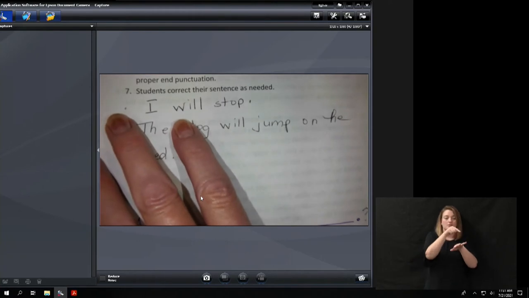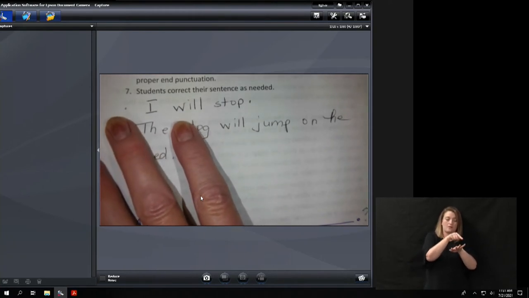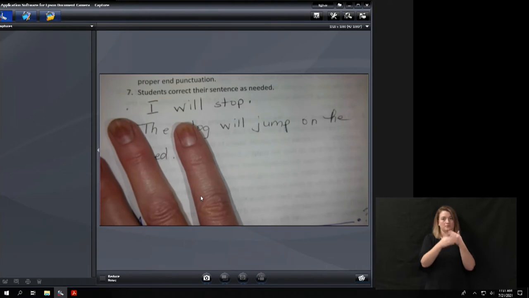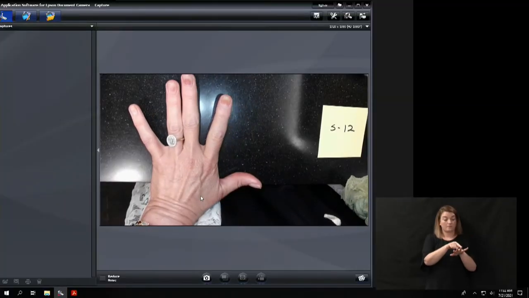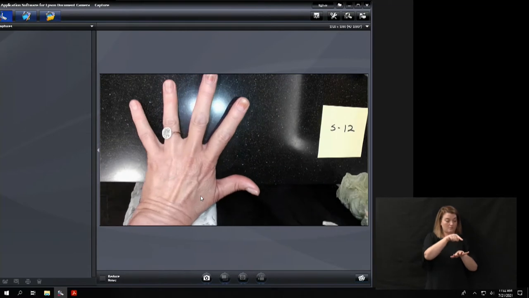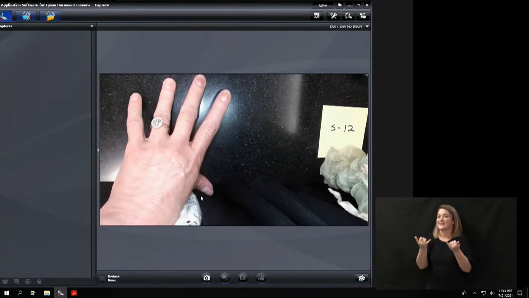And then they write the sentence. Then they edit it, checking for their capitalization, spelling, and proper end. And then they correct their sentence as needed. Okay, so let us do the dog will jump on the bed. Repeat it, please. The dog will jump on the bed. Now let's put it on your hands, one finger at a time. The dog will jump on the bed. Now you would write it. Okay?